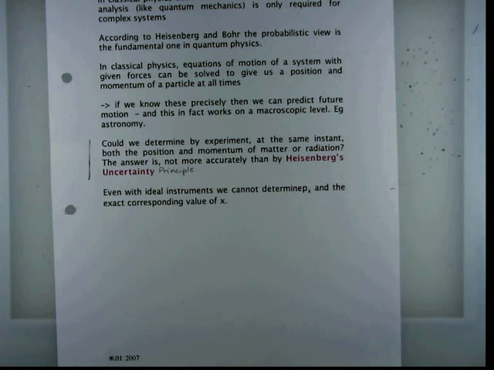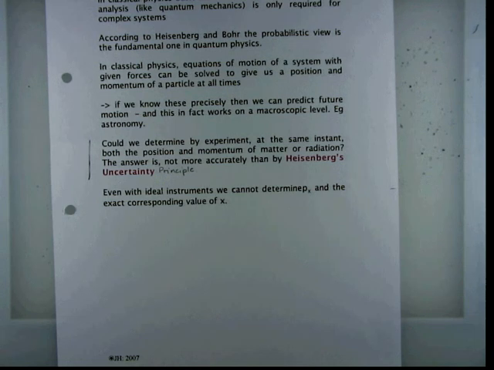Now, from Heisenberg's uncertainty principle, he basically said that we can only measure with a certain amount of accuracy the position and the momentum of a particle, and the uncertainty related to it is going to be greater than some constant. We'll talk about that in just a moment.